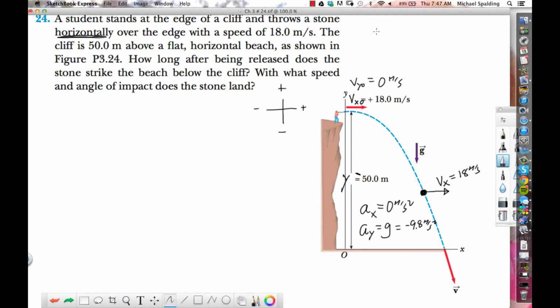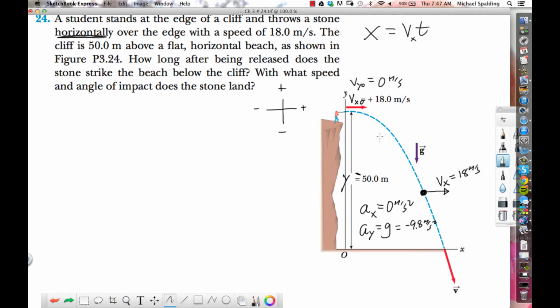What's the one equation for the x direction? X displacement equals v times t. You take the x velocity, multiply by time. And by the way, where does that equation come from? All that equation is, it's the definition of velocity. Velocity is displacement over time. That's all it is, assuming no acceleration.